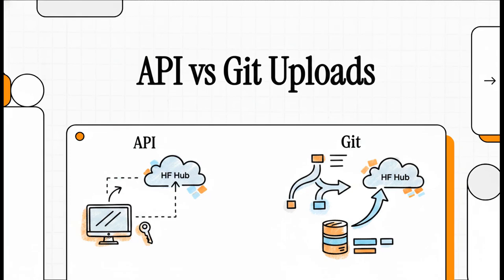Welcome to this explainer. You've built this incredible machine learning model, but getting it onto the Hugging Face Hub can honestly feel like a bit of an annoying technical hurdle. Today, we're going to demystify exactly how to share your work, putting the automatic API route head-to-head with the manual Git approach. Let's dive right in.